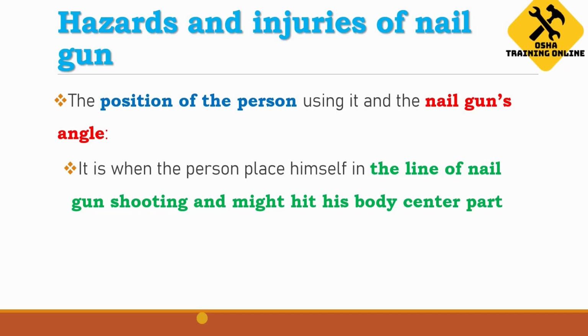So what if the operator has placed the wood in the abdominal region and for example he has placed the nail gun on the wood? In that case he may hit his lower body part if he has placed the nail gun and the wood position to himself in such a way that he may hit his abdominal or lower part region.